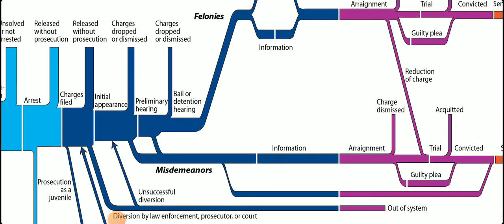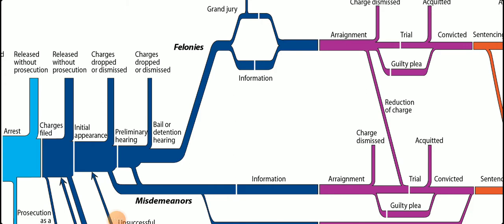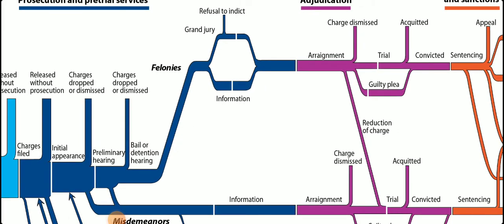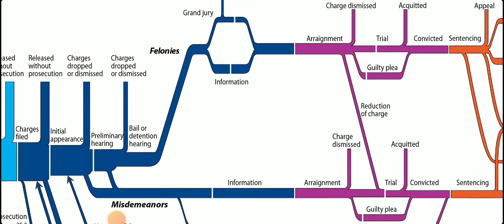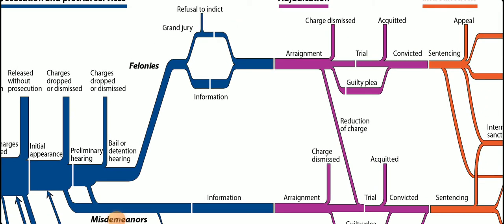Okay. Initial appearance, misdemeanor, preliminary hearing. In the initial appearance, the court and preliminary court proceeding starts. Charges are either disposed of or dropped. If not, there is a bail or detention hearing. If the matter goes on, the judge has discretionary powers to grant bail or move it to a detention hearing.